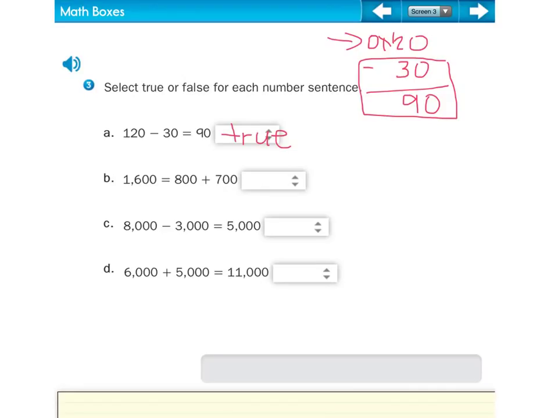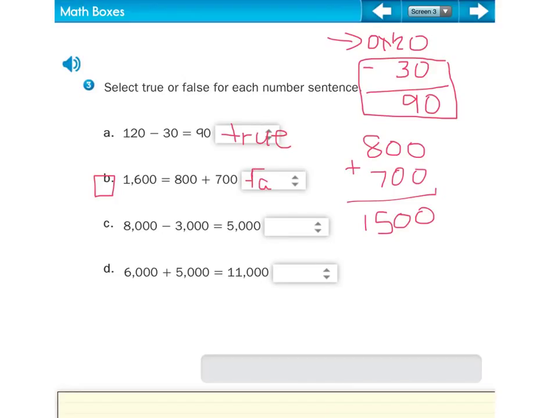The next one, B. Make sure you watch B because look at it. It's 1,600 equals 800 plus 700. So they just wrote it different. It doesn't mean anything different, but make sure you pay attention to that. 800 plus 700. We know 0 plus 0 is 0. 0 plus 0 is 0. 8 plus 7 is 15. So my answer is 1,500.